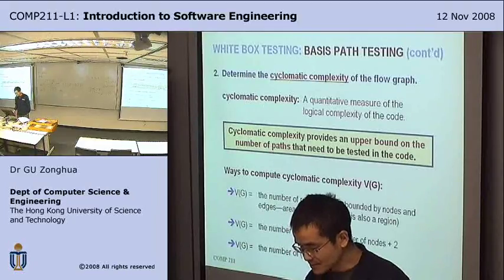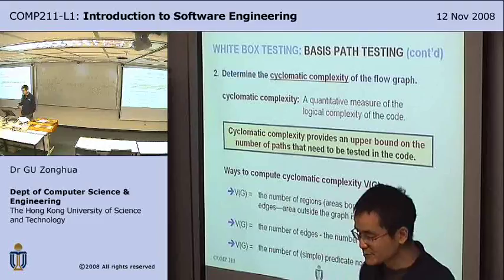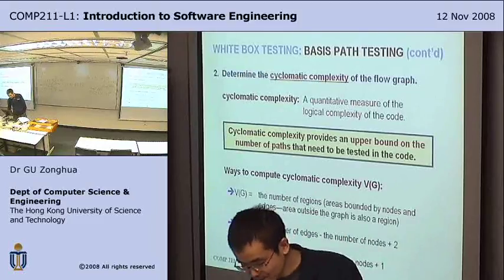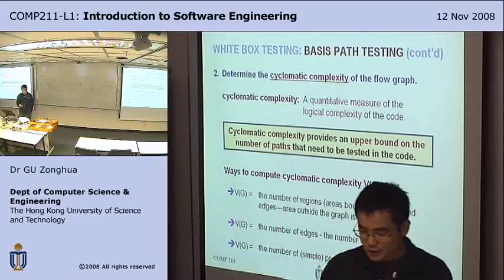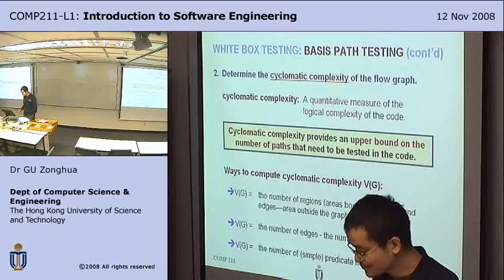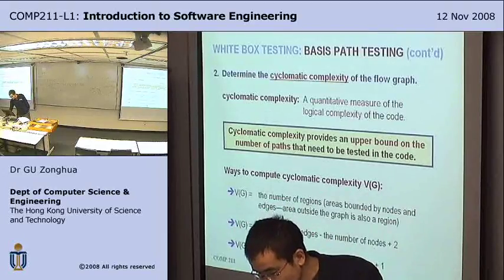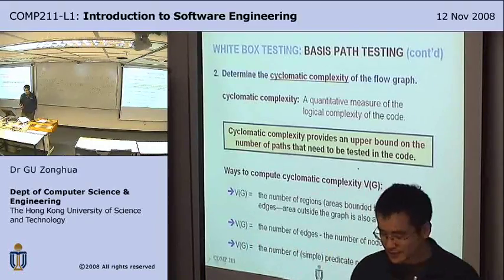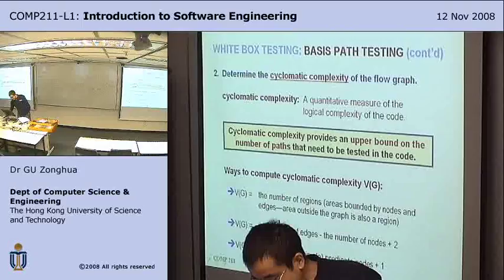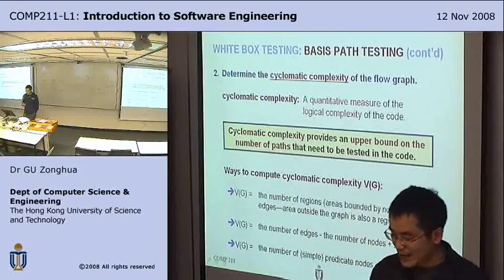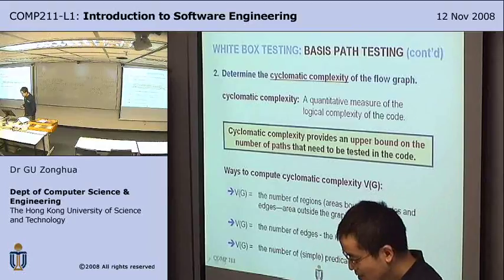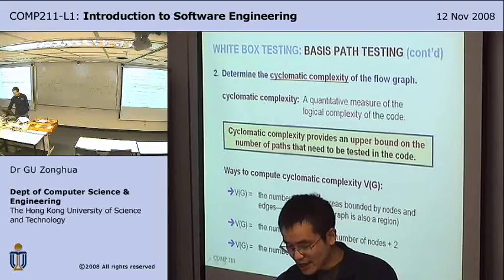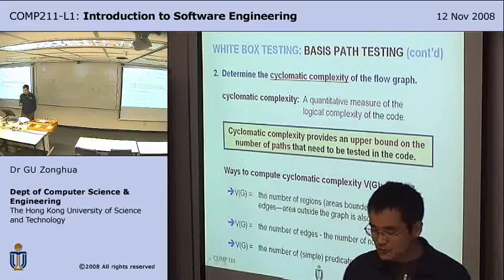So this comes from graph theory. You have three ways of computing the cyclomatic complexity of V. This is the notation where G represents a graph and V represents its cyclomatic complexity. You can count the number of regions. A region is an area bounded by nodes and edges. Also, an area outside of the graph is also a region. It's easy to miss that region.